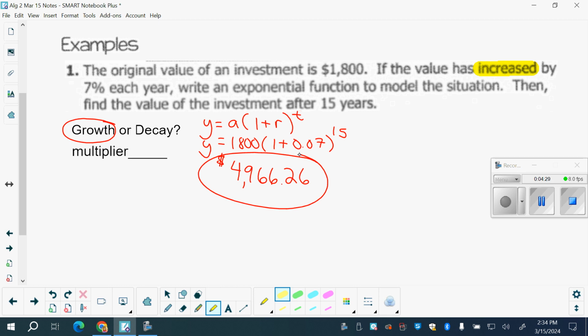So our multiplier, what is it that we're multiplying by itself every time in this problem? And so what to the 15th? What would this be if we added those 2 numbers there? What's 1 plus 0.07? So you're multiplying that by itself 15 times. That's how it's exponentially increasing over time.